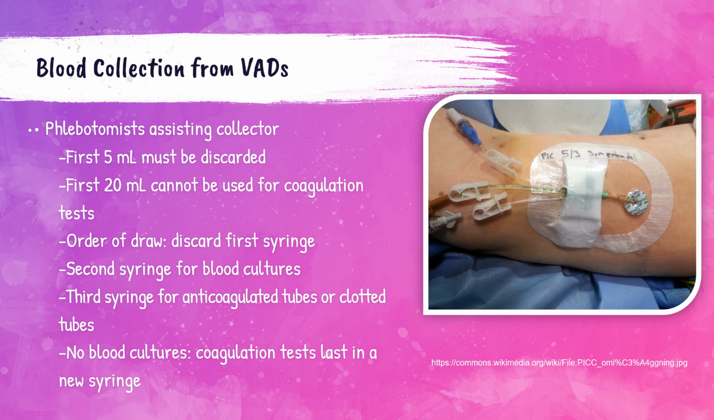The correct order of draw for VADs is to discard the first syringe. The second syringe is to be used for blood cultures if indicated. The third syringe is to be used for anticoagulated tubes or for clotted tubes, and coagulation testing should be the very last syringe that is collected.